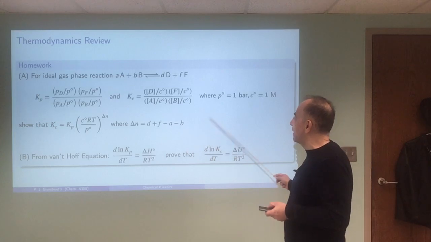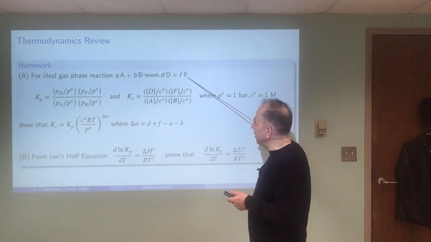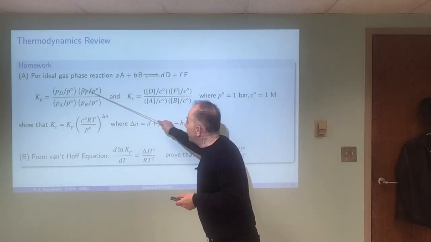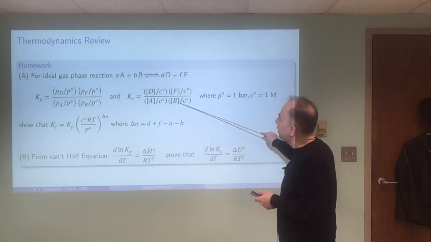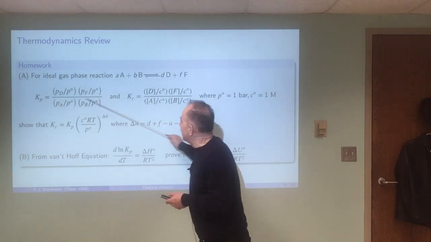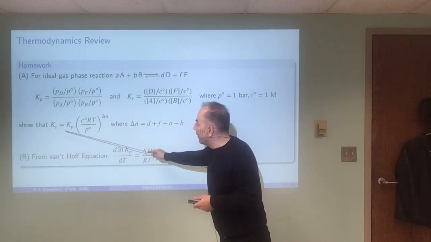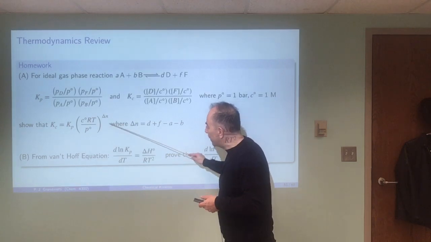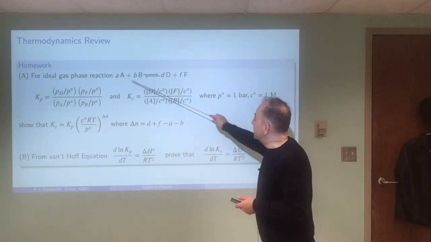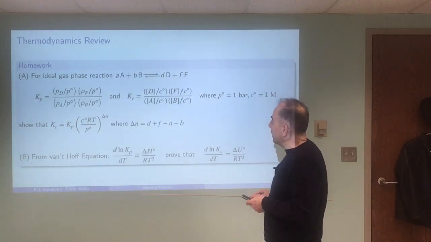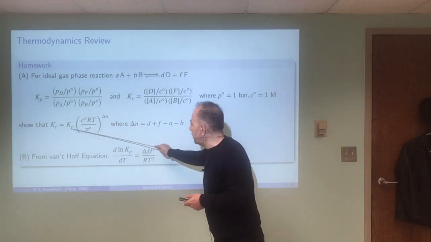I don't want to get into the details of all of this, but for a gas phase reaction that's given here, which has this equilibrium constant based on pressure and this equilibrium constant based on concentration, there's a relationship between these equilibrium constants that you can show: the concentration-based equilibrium constant is equal to the pressure-based equilibrium constant with this conversion factor here, where delta N comes from these stoichiometric coefficients up here. So prove that, to verify that this relationship is true.